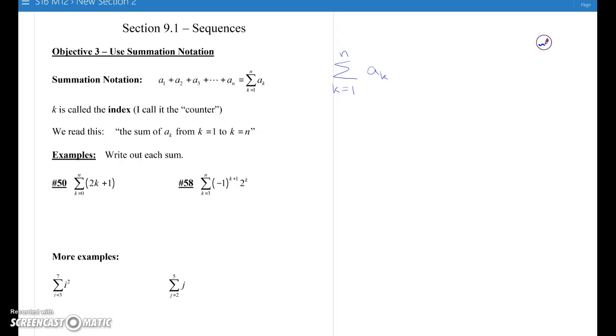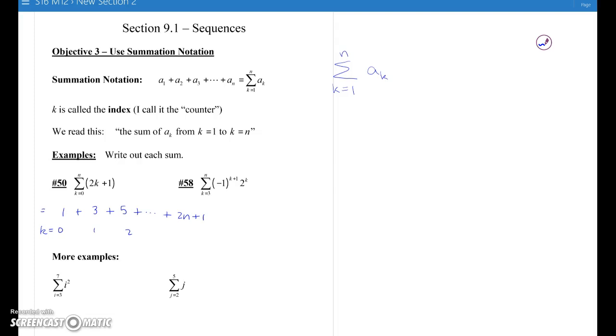So for this first example, number 50, it says start with k equals 0. So you might want to put a little 0 under there so you can see what's happening. So when k equals 0, you're going to get a 1. Then it says plus, and now k equals 1, so you're going to get plus a 3. And now k equals 2, so you're going to get plus a 5, and so on until you get to the number n, and then stop, whatever that number is.